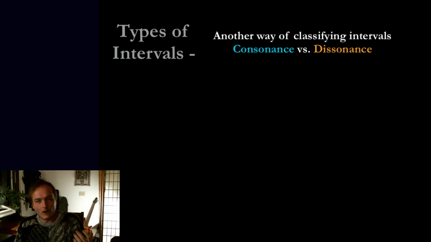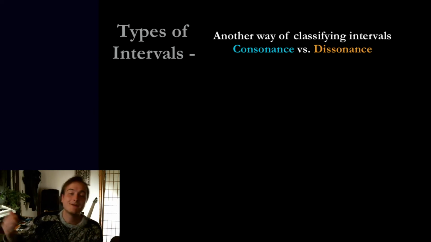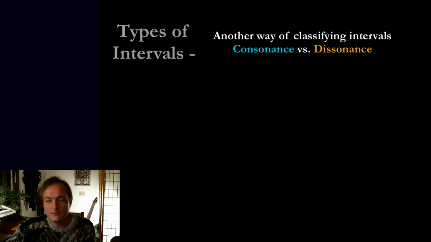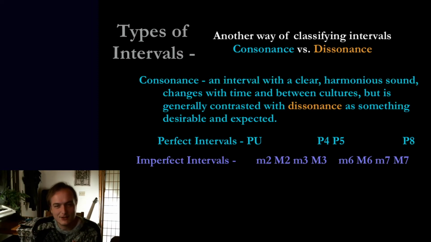So another way of classifying intervals is in terms of their consonance and their dissonance. And in music, these terms are, like I say, a little bit vague and fuzzy, but I think they are kind of important. So when it comes to our perfect intervals, those are going to be always consonant. Because consonance just means an interval with a clear, harmonious sound, which means they sound good together.